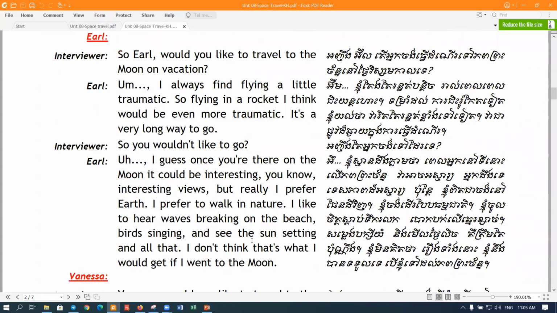Earl. So, Earl, would you like to travel to the moon on vacation? I always find flying a little traumatic. So flying in a rocket, I think, would be even more traumatic. It's a very long way to go. So you wouldn't like to go? I guess once you're there on the moon, it could be interesting. You know, interesting views, but really I prefer Earth. I prefer to walk in nature. I like to hear waves breaking on the beach, birds singing, and see the sun setting and all that. I don't think that's what I would get if I went to the moon.